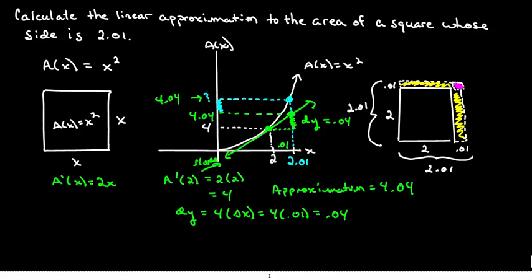I'm going to make this guy over here purple, and I'll make these guys, I don't know, yellow. And so what we've done is, this yellow area right here is 2 times 0.01, so 0.02. This guy is 0.02. And if you add those guys together, that's your 0.04. So these two yellow pieces, if you add them together, that's dy. That's the approximate change. That is our linear estimated change.